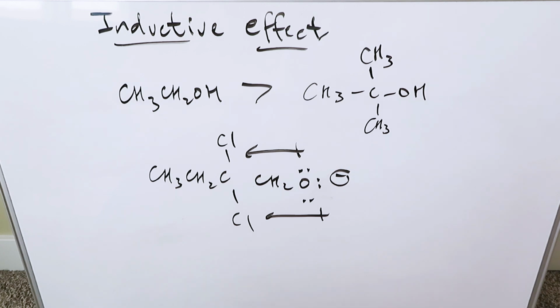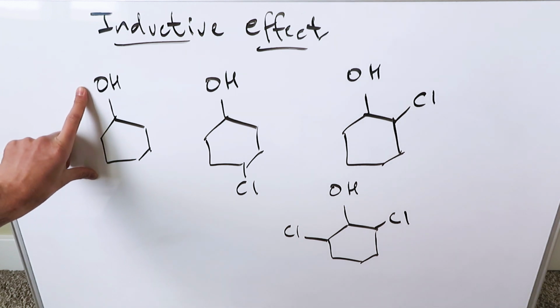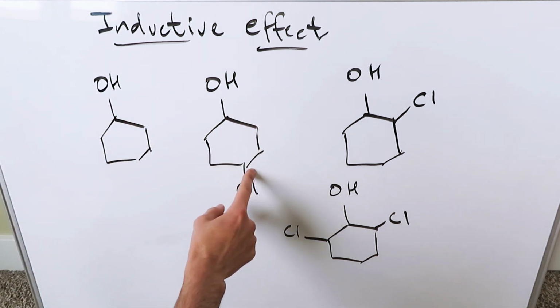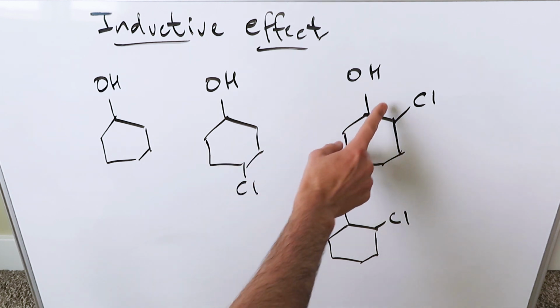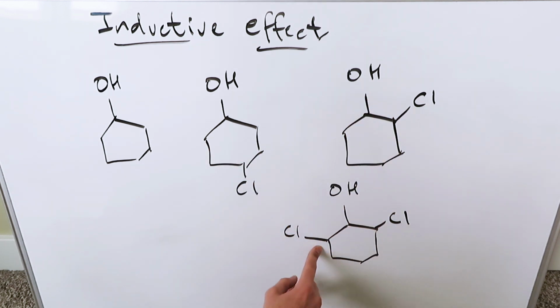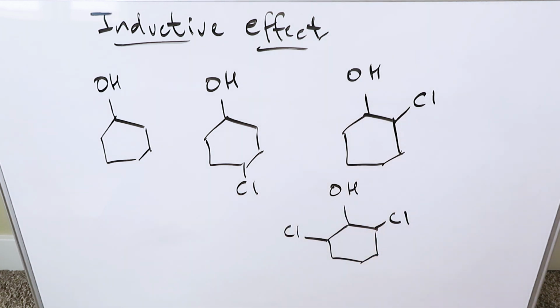Let's talk about how all of this affects acidities. I have 4 compounds over here. I'm looking here at a cyclohexanol. Here I have 4-chlorocyclohexanol. Here I have 2-chlorocyclohexanol. Here's my 1, 2, 3, 4, 5, 6. I'll have 2,6-dichlorocyclohexanol. How would I rank these in terms of acidities?